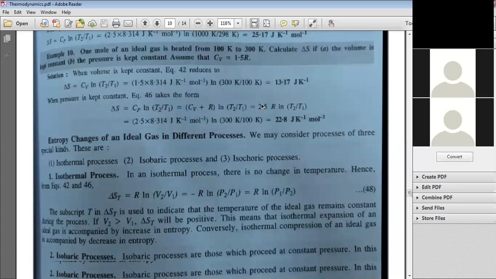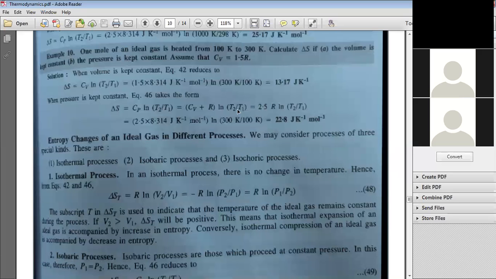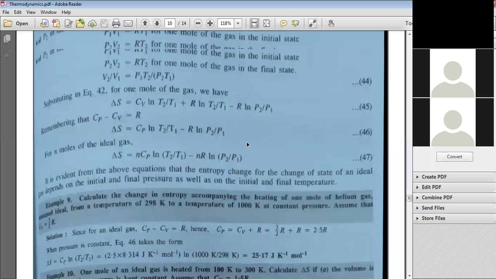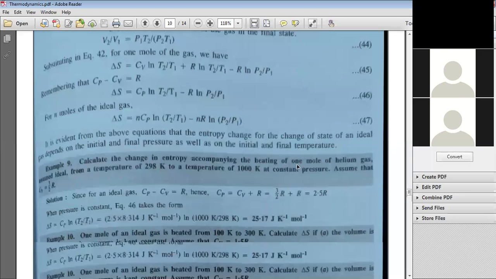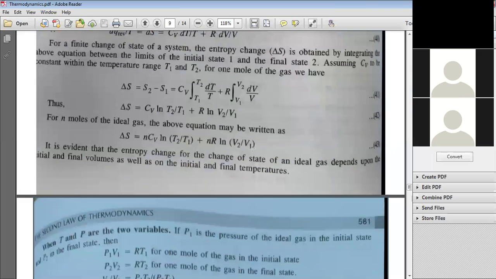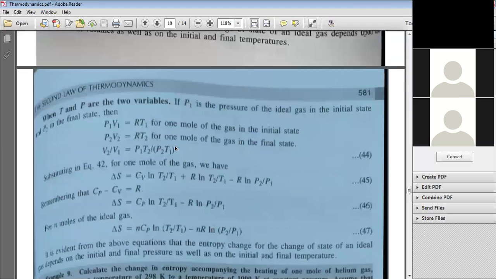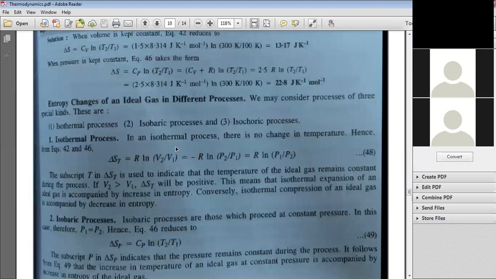Now, if we modify these relationships, equation number 47 and the other, equation number 43. If we are talking about constant volume, meaning isochoric processes, for isochoric processes this expression will be delta S equal to nCv ln T2 by T1. So that we have discussed here.